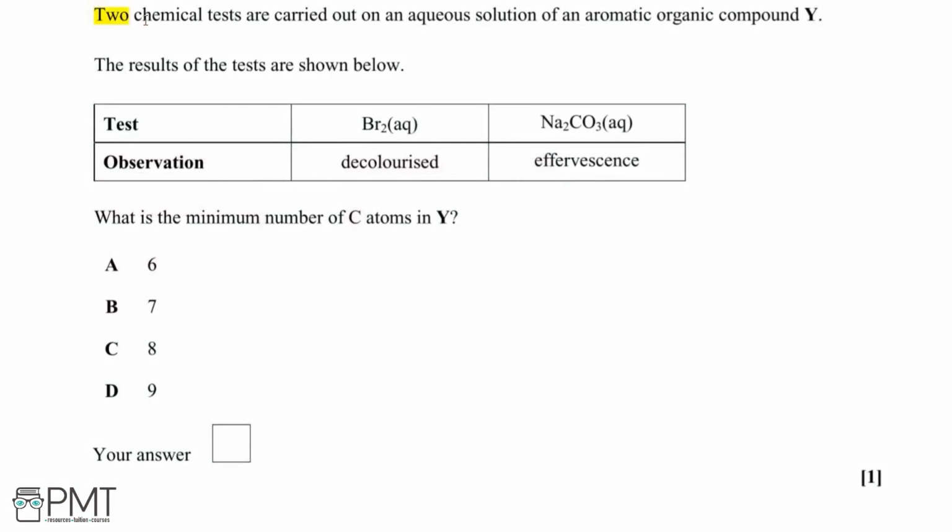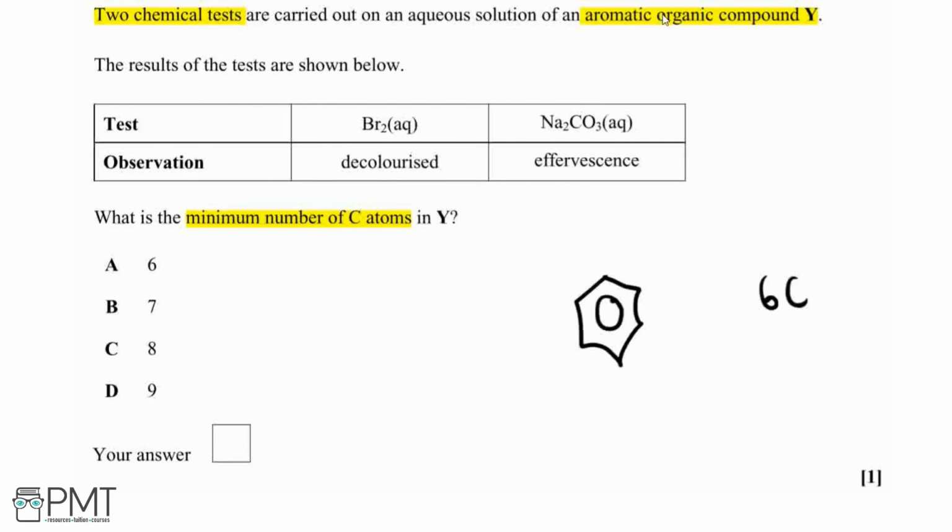In this question, two chemical tests are carried out on an aqueous solution of an aromatic organic compound Y. We want to use the results of these tests to identify the minimum number of carbon atoms on the aromatic compound Y. So for it to be an aromatic compound, it's got to contain a benzene ring. So let's start by drawing this out for our first part of the structure overall. Now our benzene ring contains 6 carbon atoms to start us off.